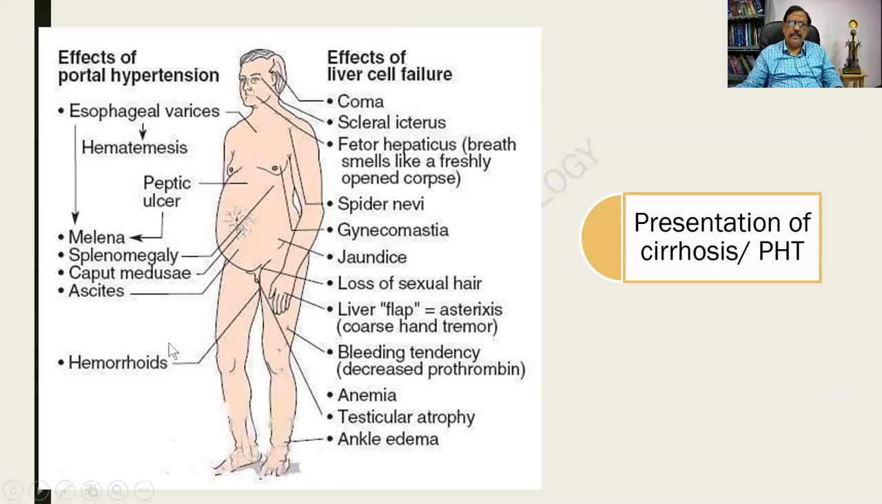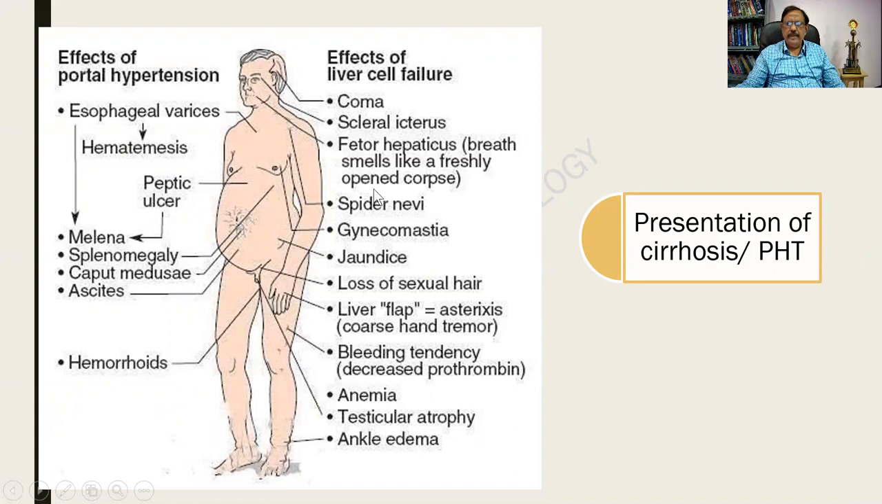What are the complications of portal hypertension? One is esophageal varices. There can be hematemesis. There can be a melena. Splenomegaly definitely can be there. Caput medusae, ascites. Hemorrhoids is there, but it is not as harmful as hematemesis. And the patient can go in for a liver failure and a coma. Scleral icterus, jaundice will be there.